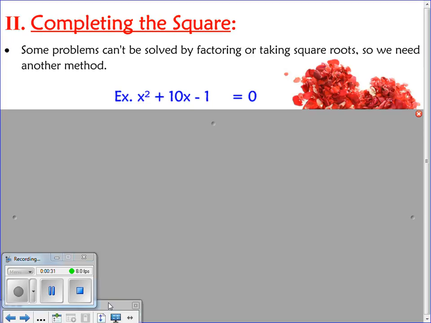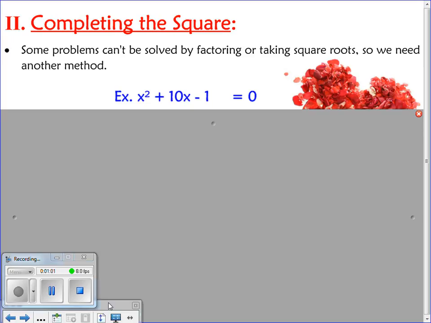All right, so some problems can't be solved by factoring. Not everything factors. To use the square root method, what has to be missing? The bx has to be missing. So what if it has a bx and you can't factor it? Then you go to completing the square. Before I show you the process, I'm going to take you through a problem where the process is being done so you can see what's going on, and then we'll break it down.